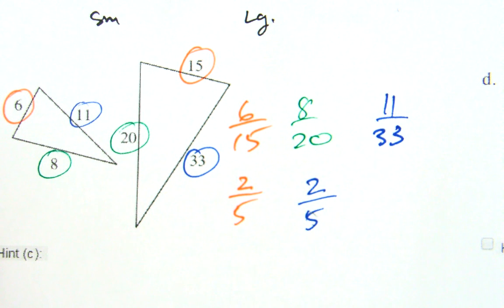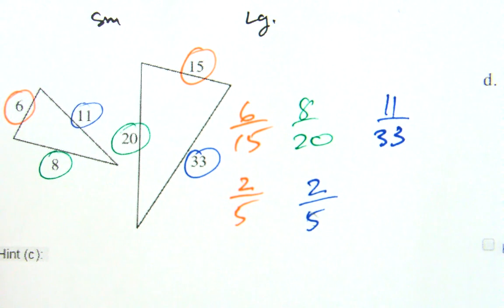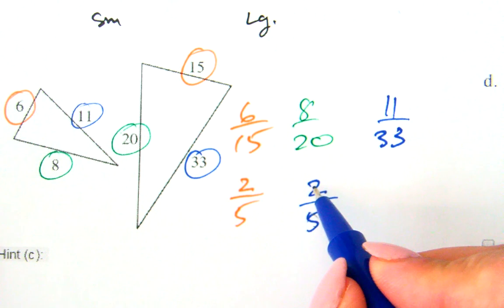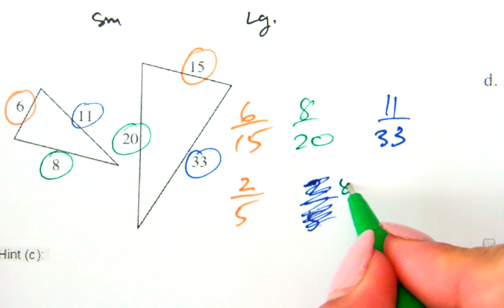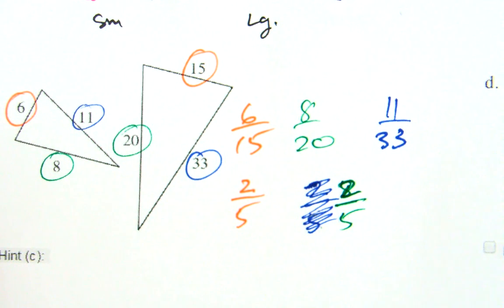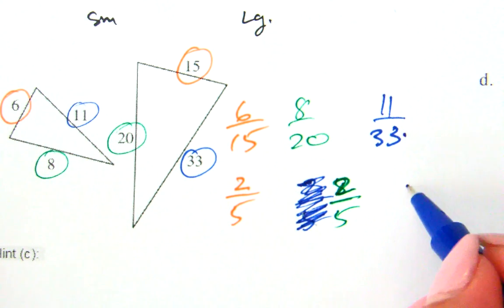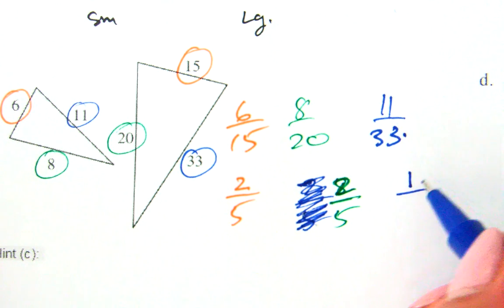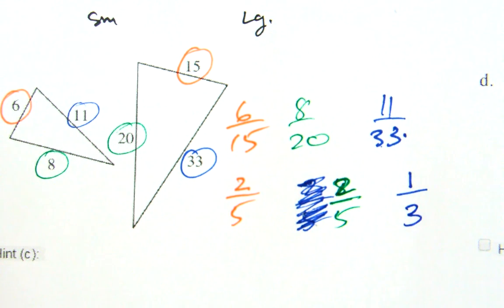Let's see, 11 and 33. All I can think of they both have in common is an 11. Oopsie, I should have used green for that one. My bad, wrong color. 2 out of 5. Okay, wrong color, sorry. There we go. So that'd be a 1, right? 11 goes into 11 1 times. 11 goes into 33 3 times.